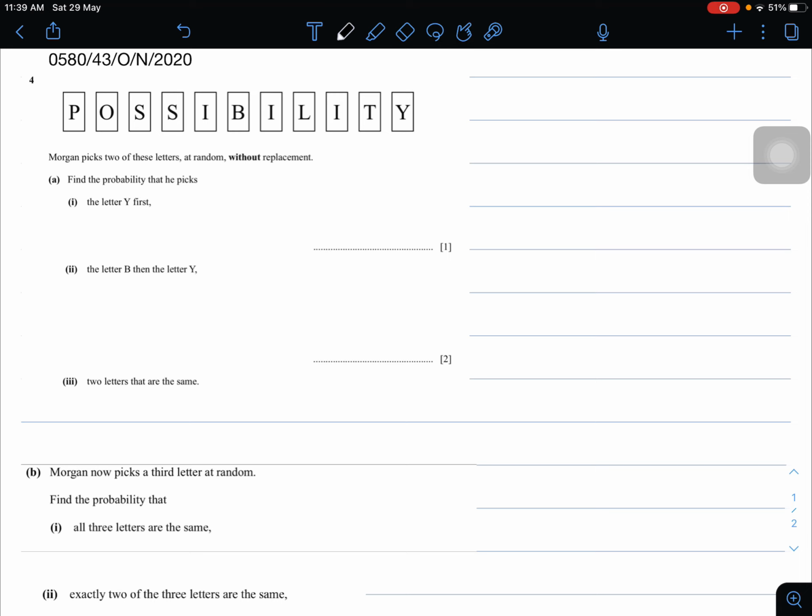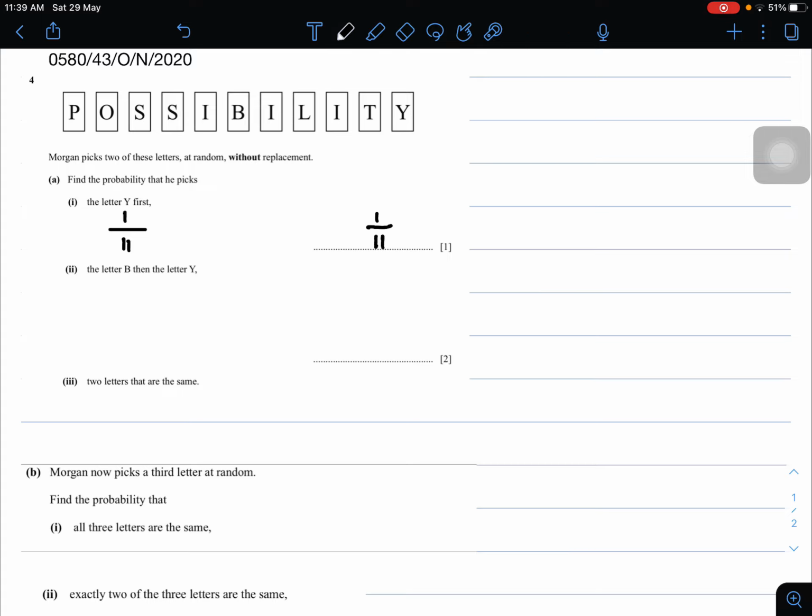So the number of Y's that are in the word possibility is 1, that is the last letter. So 1 divided by the total letters, that is 11. So 1 divided by 11. This will be our final answer for part A1.